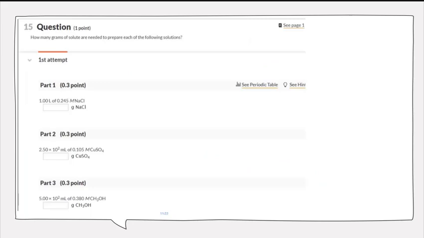This question also seemed to throw some people for a loop. Remember, always think back to this little helpful tool. Concentration is moles divided by liters. So for part 1 of this question, we're given liters and we're given molarity. So if I multiply those two together, that will give me moles. But my question wants grams.